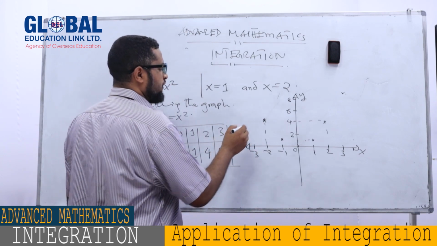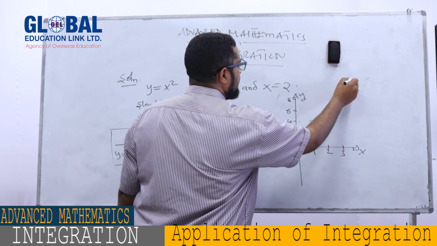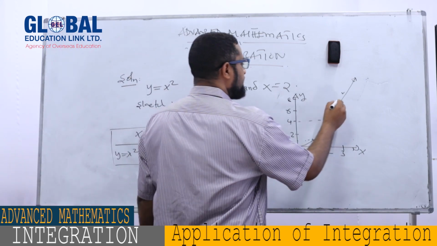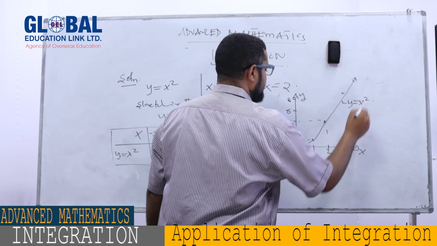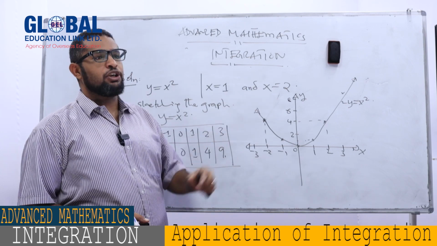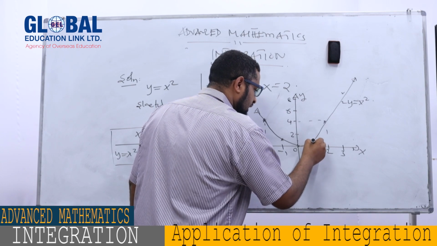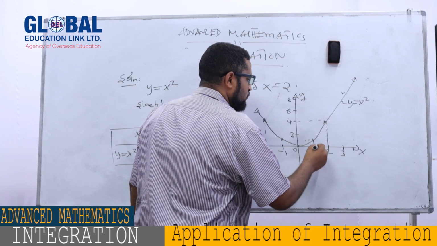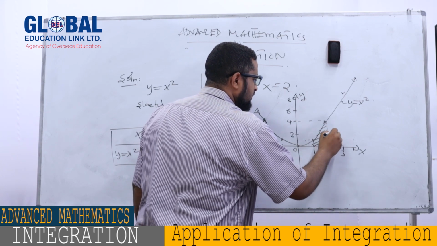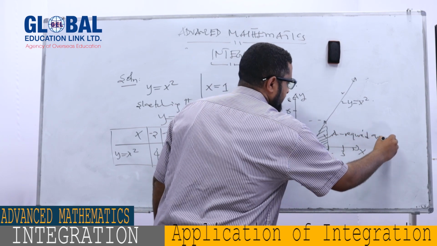Thereafter, using a freehand drawing, join the points. So that is the curve, the curve y equal to x squared. But you have to find the area from x equal to 1 and x equal to 2. Show that area in your graph. So it means from x equal to 1 and x equal to 2, this is the area that you are supposed to find. This is the required area.